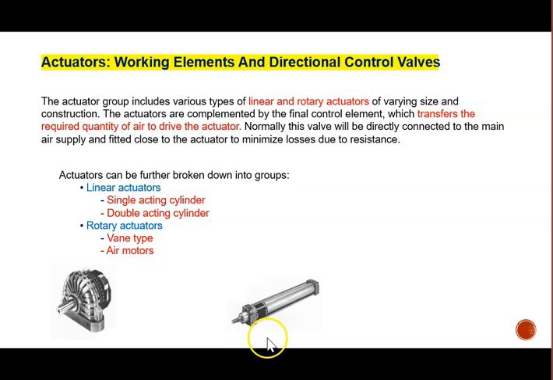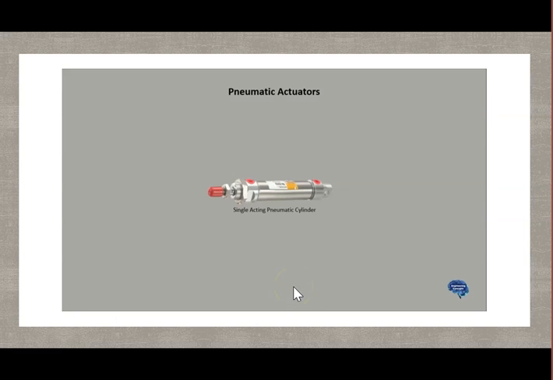And these are the ones that we use, okay, to convert the compressed air into mechanical action. So it transfers the quantity of air into the actuator. So an actuator can be linear or rotary. Rotary means that it moves in a round motion, okay, circular motion. And linear is usually like this kind of actuator.